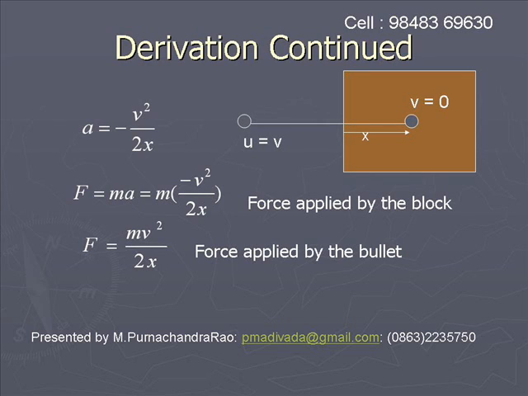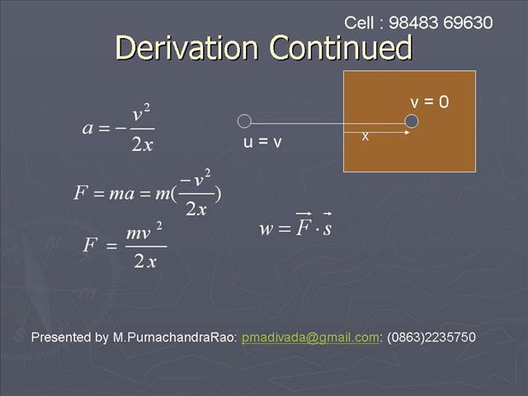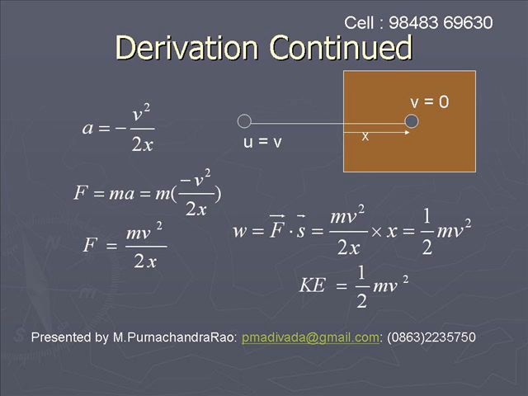Work done is equal to F dot s. Here F is equal to mv square by 2x, s is equal to x. Hence, mv square by 2x into x is equal to half mv square. This is the work done by the bullet before it comes to rest. So that is its capacity to do work. Hence, it is known as its kinetic energy. Hence, the relation for kinetic energy is equal to half mv square.